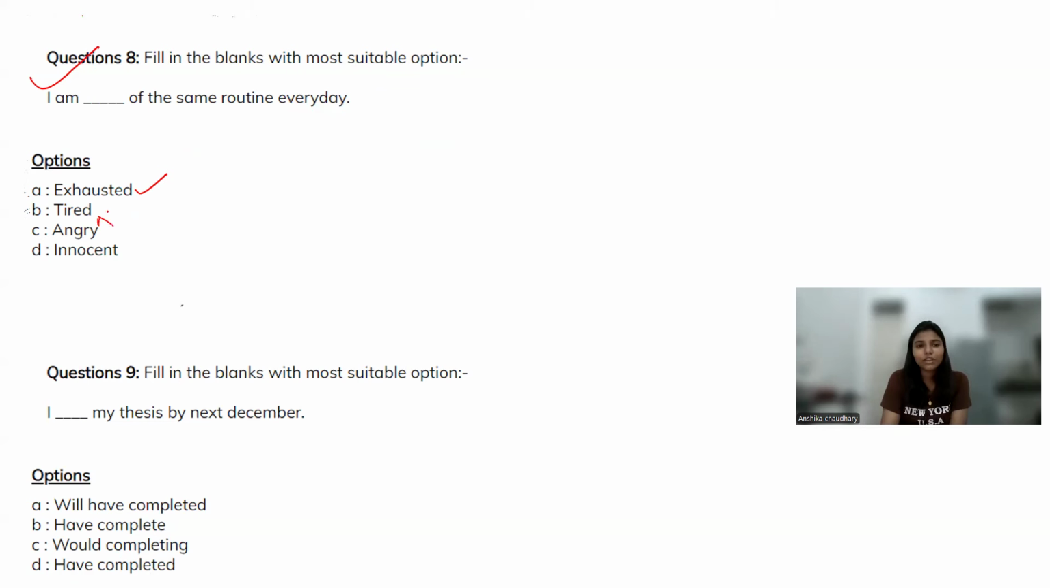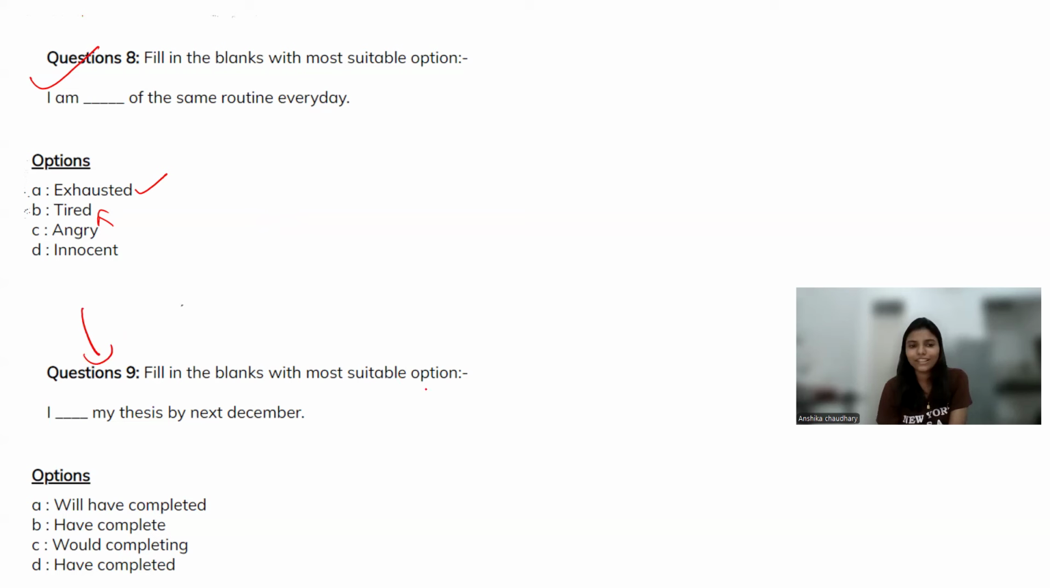Tiredness can be a temporary thing, but exhaustion is kind of permanent because you are repeating the same schedule day by day over and over again. So you will be exhausted with the same routine every day. So exhausted will be the most appropriate answer, right?